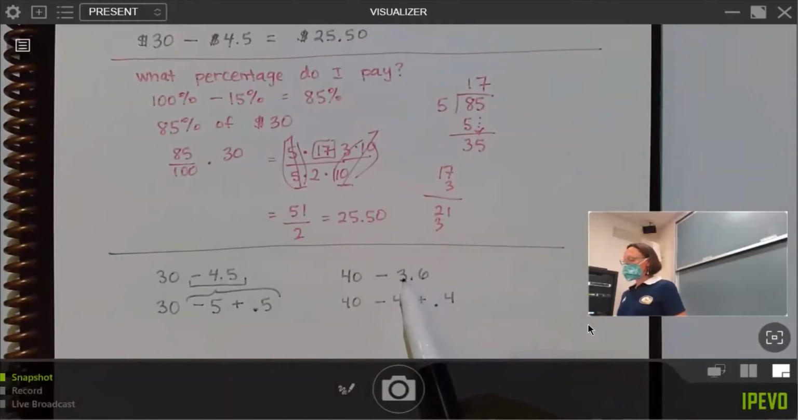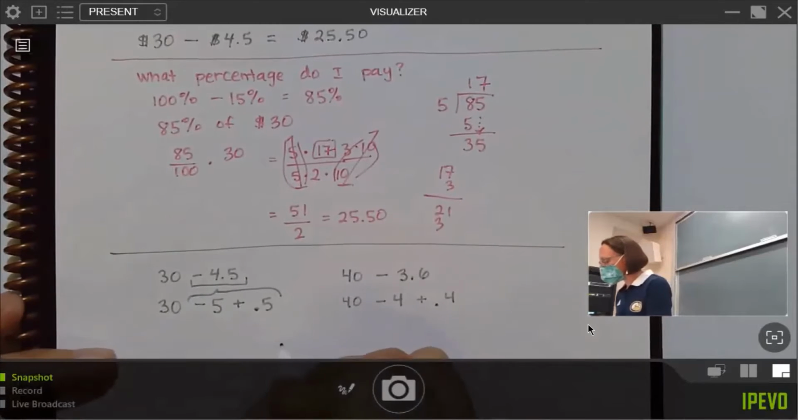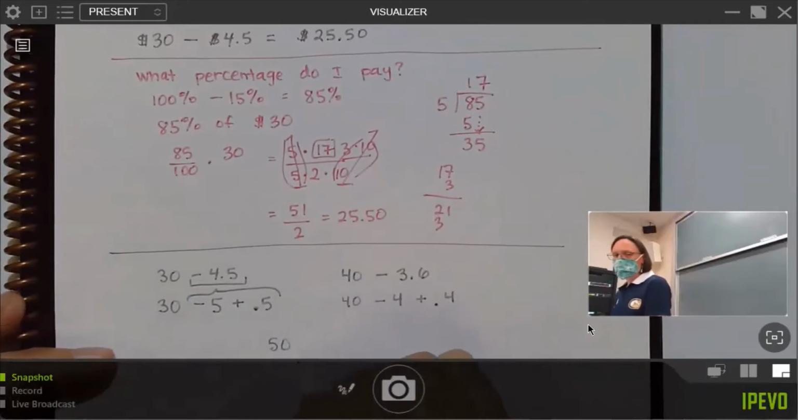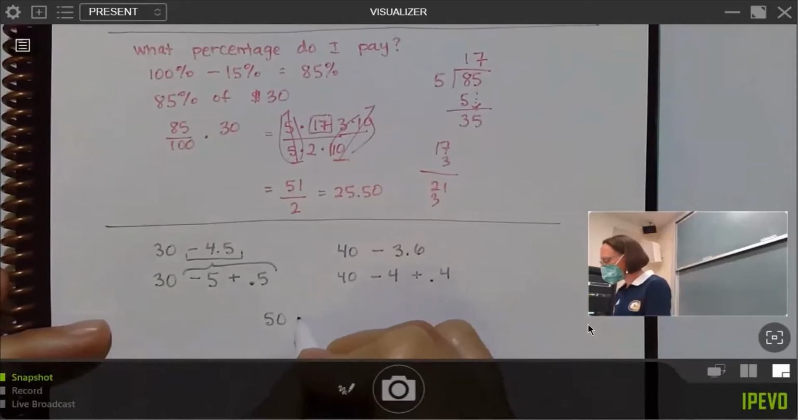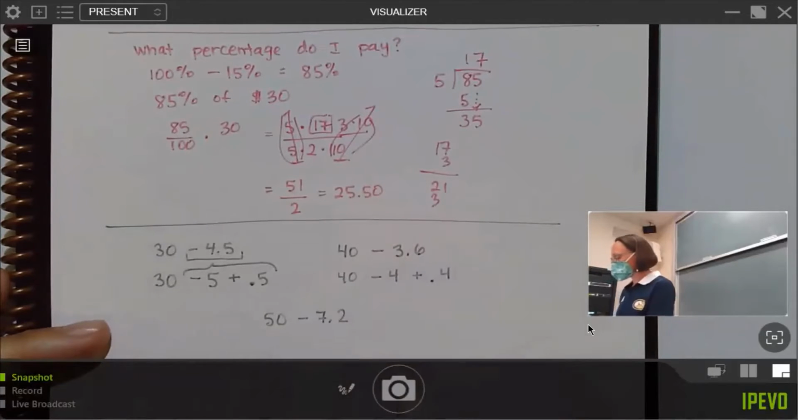To get back to 3.6. Oh, okay. Yeah. Or if I had 50 minus 7.2, I'm going to think about that negative 7.2 as negative 8 plus 0.8.